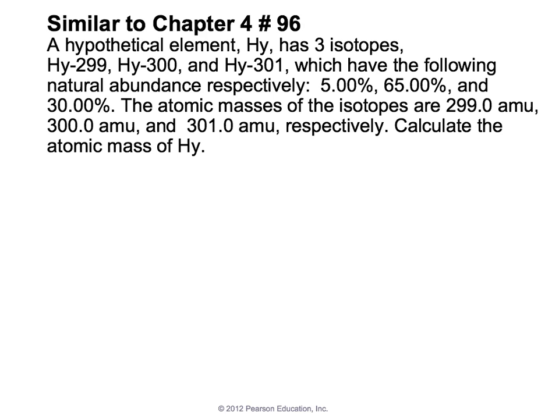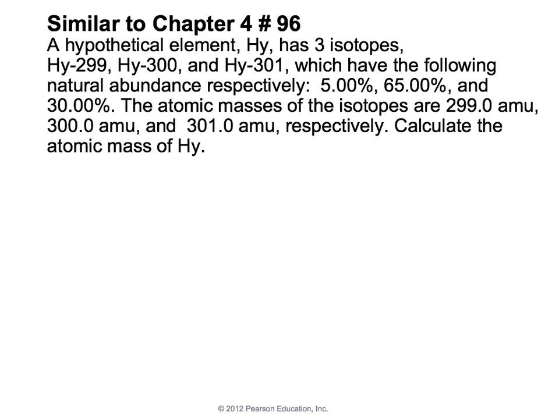It says pretend element, a hypothetical element, has 3 isotopes. And these are their natural abundances, 5%, 65%, and 30%. They also give you the mass of each one. The first one weighs 299 AMU, second one 300 AMU, and then the last one 301.0 AMU. And then they want me to calculate the average mass, so the atomic mass.